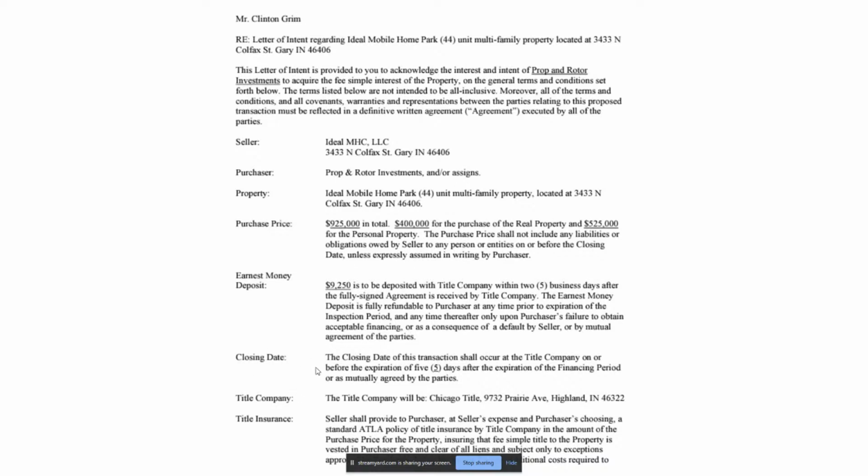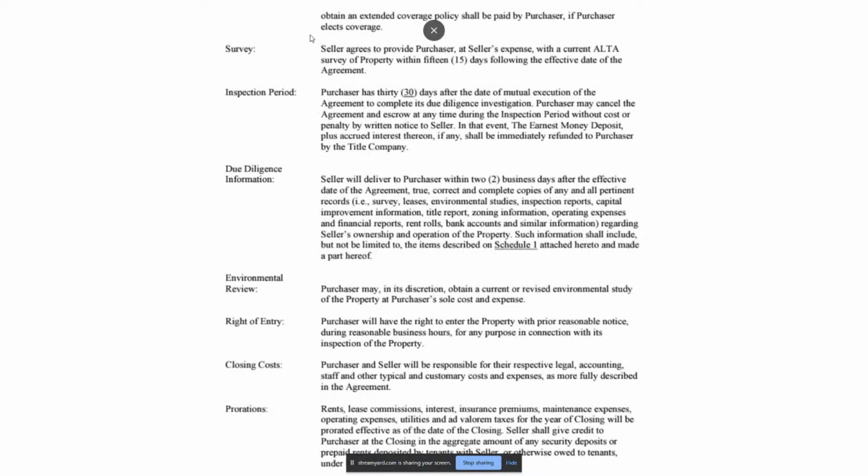Okay, a couple other things. Talks about the closing date, title company, title insurance. Here's just continuing on. There's a lot of stuff in there. This one's a pretty in-depth one because there's a lot of moving parts. They don't need to be this in-depth, and it depends on the size of the loan or the size of the acquisition. But it talks about a lot of the things that are going to be in the purchase and sales agreement, right? And so you would take that signed LOI, excuse me, and take that to your attorney, and they would write up the purchase and sales agreement.